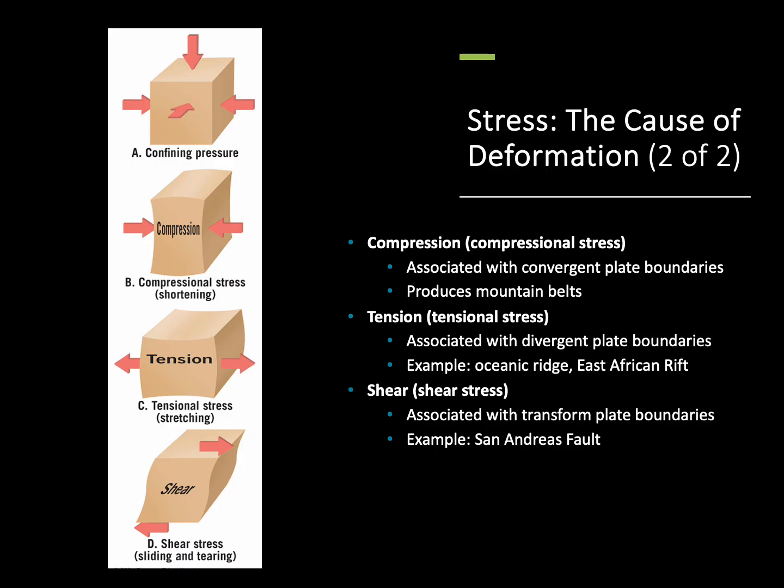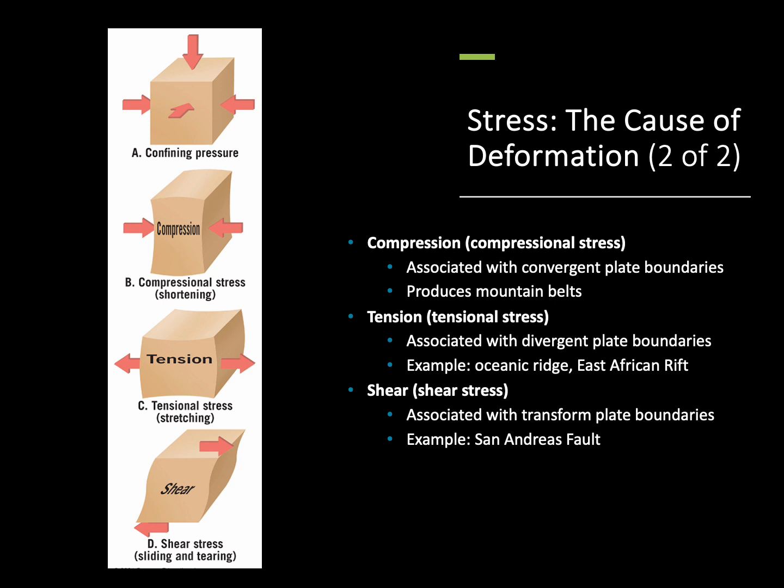This diagram is showing us our different types of stress. It's showing us using a six-sided box. So with confining pressure, all six sides of this box have the same amount of pressure. It will not deform it, it's just going to cause it to get smaller in size. So confining pressure is not deformation. The following three are deformation.